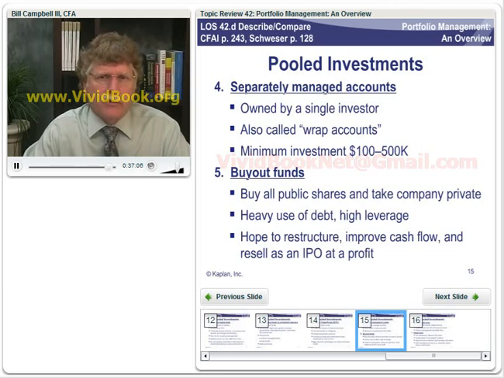He wants to restructure the company, maybe set it off on a little bit more profitable direction, and then sell the shares after he has it going much better. Typically, buyout funds use a lot of debt, high leverage. So they may borrow most or all of the money that they're going to be using to buy the shares back from the other shareholders, restructure the company, fix the cash flow, resell it at a profit, maybe pay off the debt, maybe not pay off the debt until they sell it as an IPO. So this is what a buyout fund is.